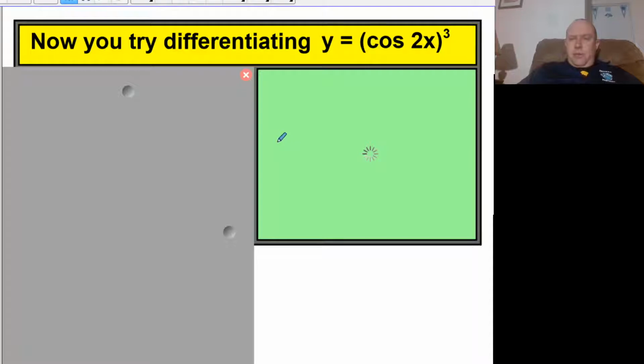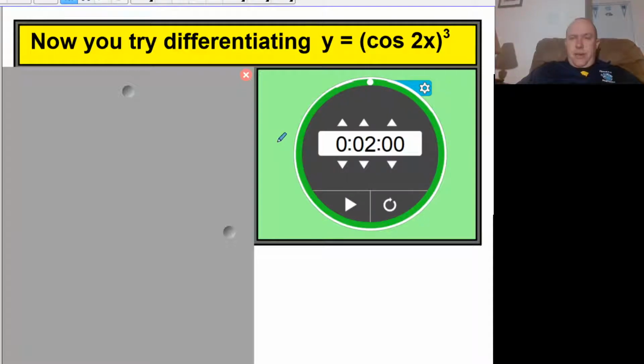This is probably where you should pause the video. In class, we're going to spend about 2 minutes on this. So have a quick try on this one. Pause the video and then unpause after 2 minutes.